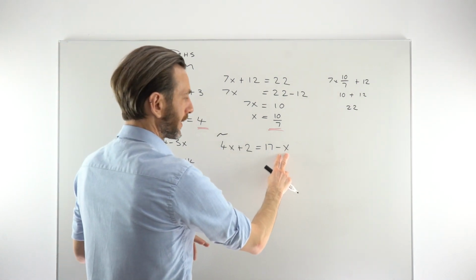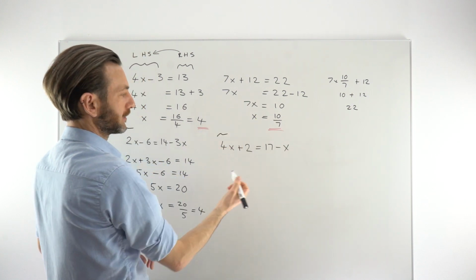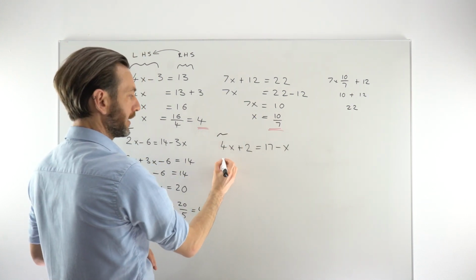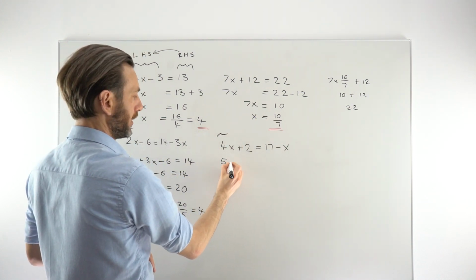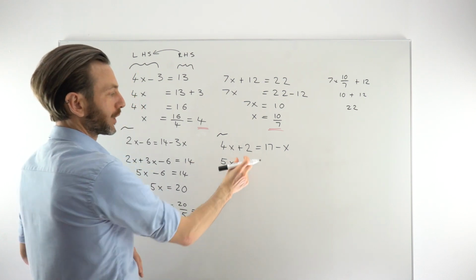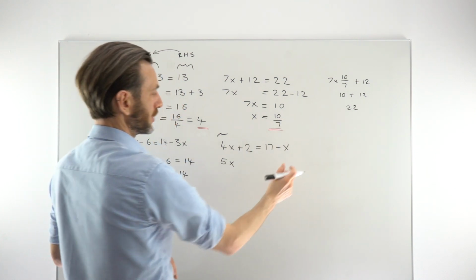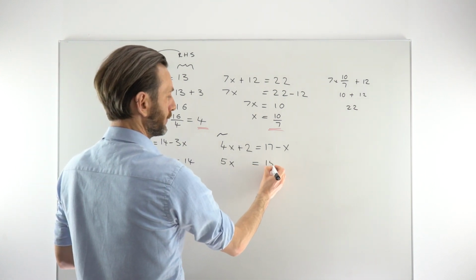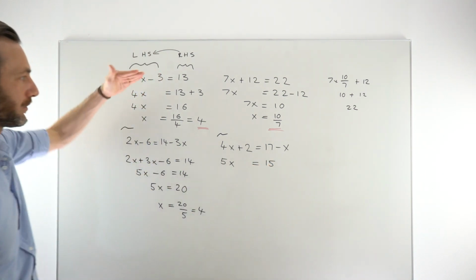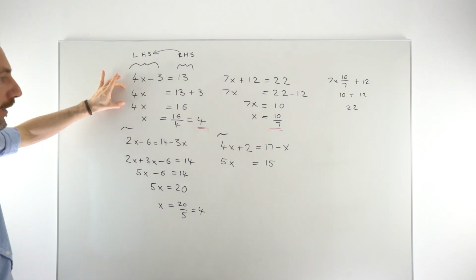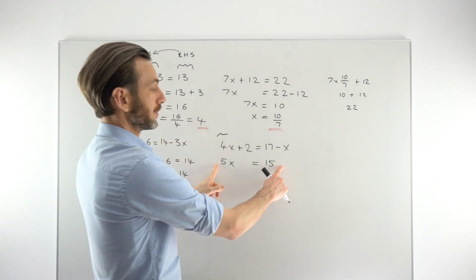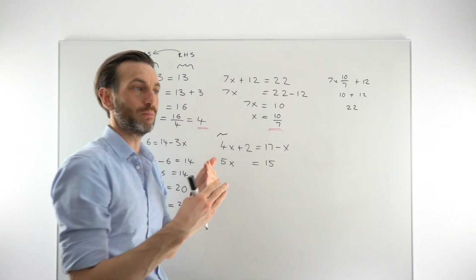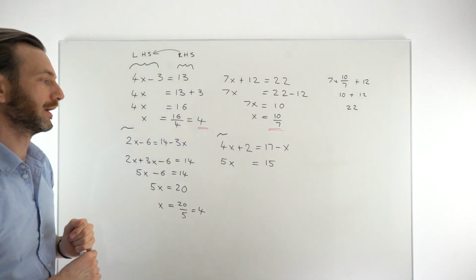So bringing that minus x over to this side, to the left-hand side, would give you a plus x. 4x plus x is 5x. On the same line of working, I'm just going to take the 2 to the other side, but it becomes a minus 2, so it'll be 17 minus 2 to give you 15. Once you've got enough experience of these, you'll start dropping the lines of working and just start to do what I did there, like more than one move on one line of working.